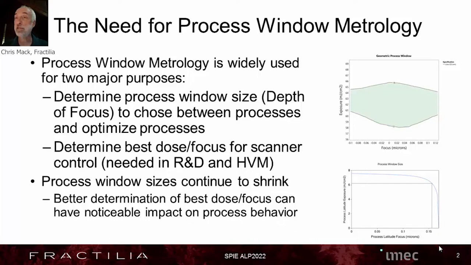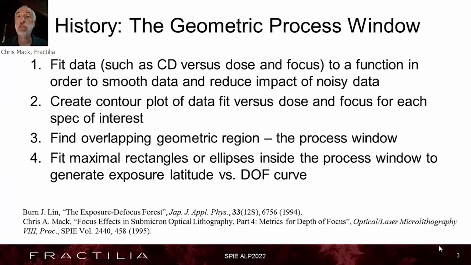But as process window sizes continue to shrink with every new generation of feature size, this has a noticeable impact on our abilities to both measure the size of the process window and to determine best dose and best focus, which is even more critical with small process windows. So how do we do this? How do we determine the size of the process window and best dose, best focus? Well, historically, we've used something called the geometric process window approach. I did a lot of work in the 90s to develop the way we do this today, wrote some software, still in use today, back in those days, to determine process window size and best dose and best focus.